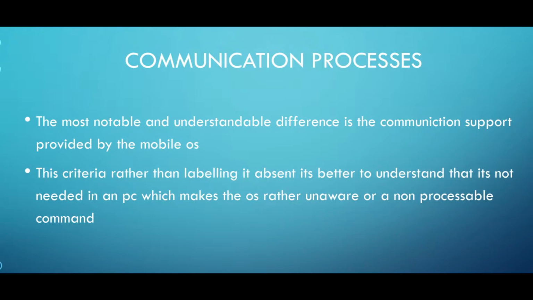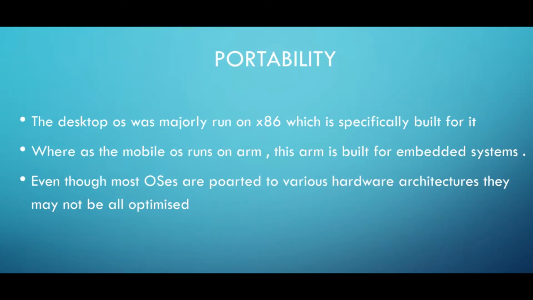Communication process. The most notable and understandable difference is the communication support provided by the mobile OS. Rather than labeling it absent, it's better to understand that it's not needed in the PC, which makes the OS rather unaware of, or unable to process, such commands. Portability. The desktop OS mostly runs on x86, which is specially built for it, whereas the mobile OS runs on ARM. This ARM is built for embedded systems.